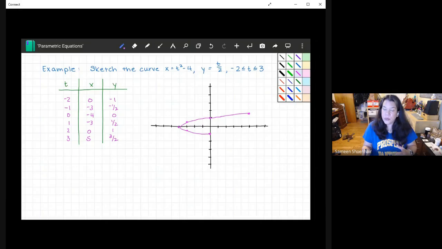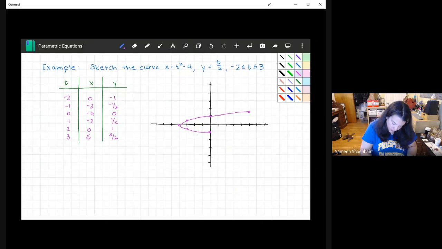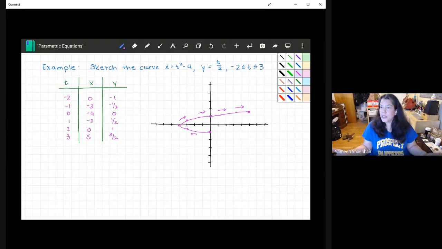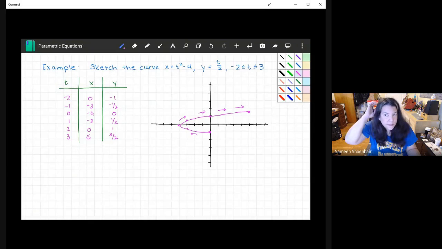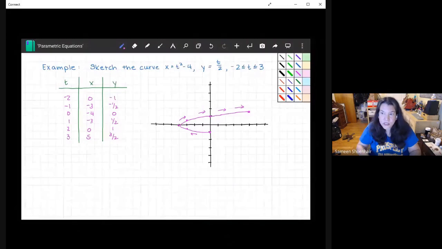Now, what we do with parametric curves is we want to show the direction the particle is going. So you'll often see arrows going along the curve. Sometimes people just put one arrow, sometimes a whole series of arrows, but they show the actual path of the particle on the curve. So the particle starts at this point, goes all the way around, and comes back at 5, 3/2. So that's a parametric equation. Any questions on what a parametric equation is? That's just your basic introduction to it.